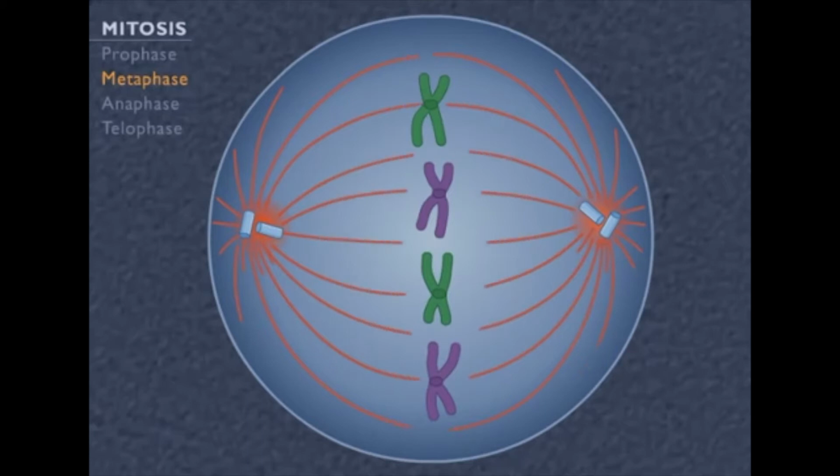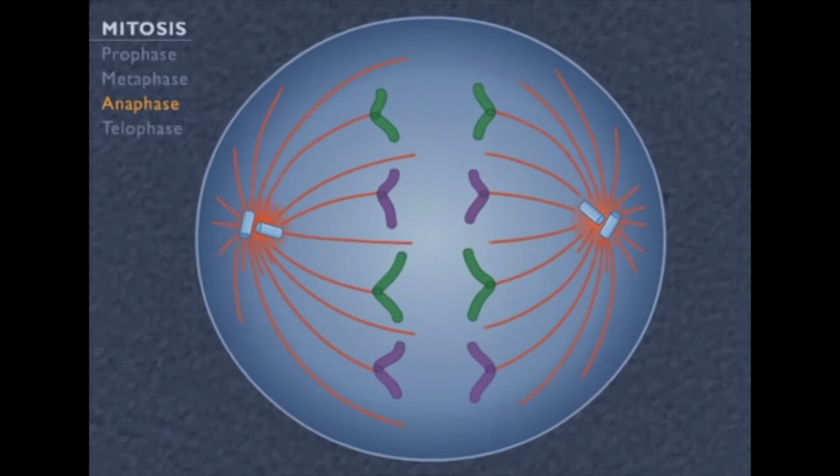The spindle is now fully formed and the microtubules attach to each sister chromatid. Anaphase begins when the sister chromatids of each chromosome begin to separate. The centromere that holds sister chromatids together divides, and the chromosomes move away from each other along their spindle fibers.